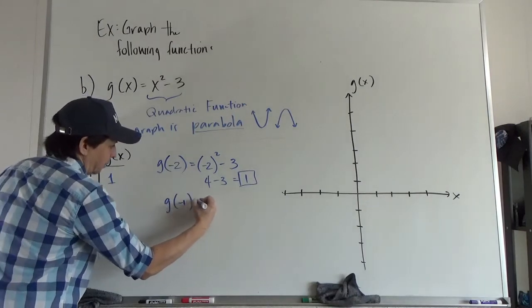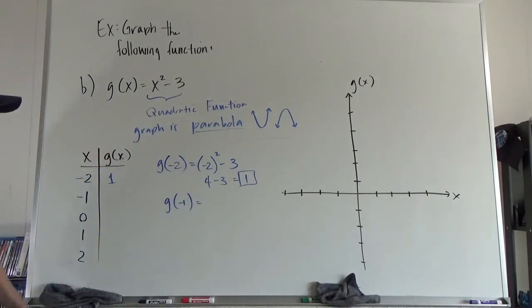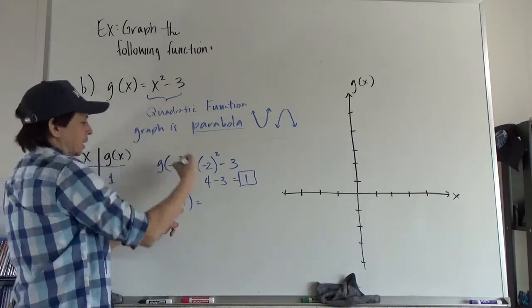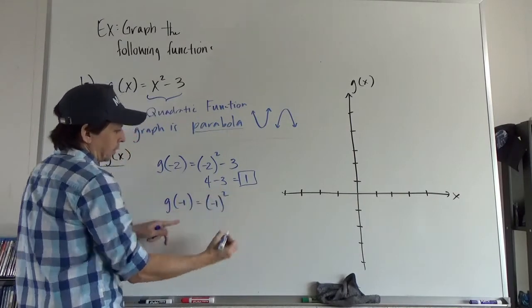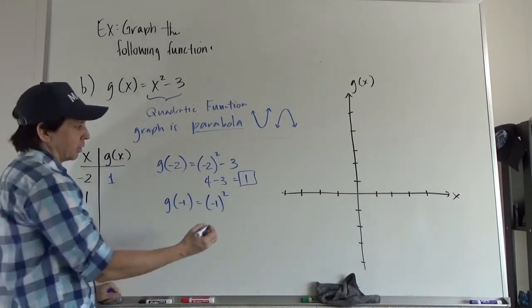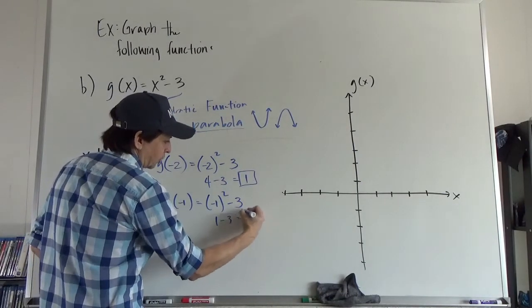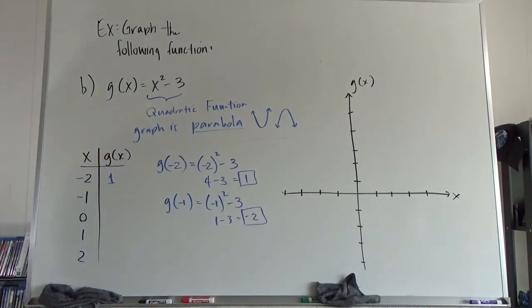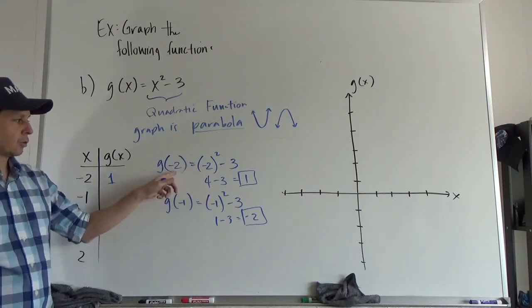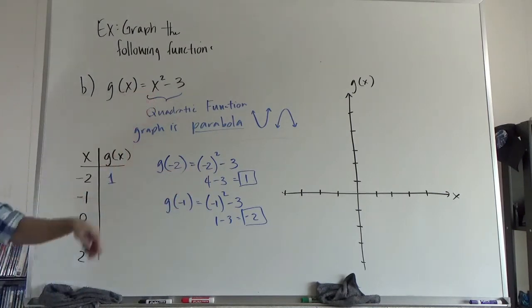G of -1, very similar. You do need to worry about that negative. X is -1, x gets squared, so that -1 is part of the negative part of your base. It's going to be 1 minus 3 is -2. Make sure you understand those and how to handle those negatives. It is just PEMDAS doing exponents first, but that negative is part of the x, therefore it's part of the base that's getting squared, therefore you need to throw in parentheses.